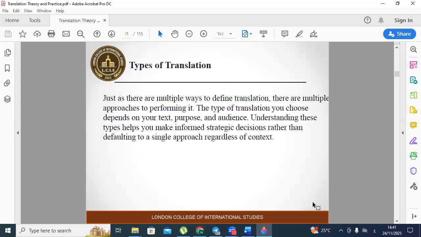Types of translation. Just as there are multiple ways to define translation, there are multiple approaches to performing it. The type of translation you choose depends on your text, purpose, and audience. Understanding these types helps you make informed strategic decisions rather than defaulting to a single approach regardless of context.